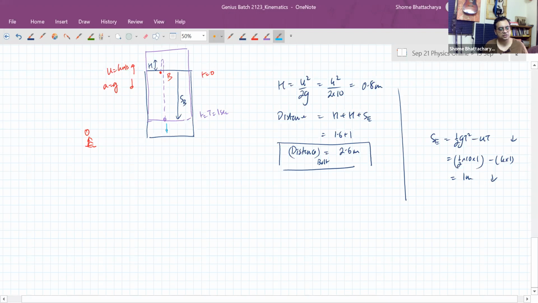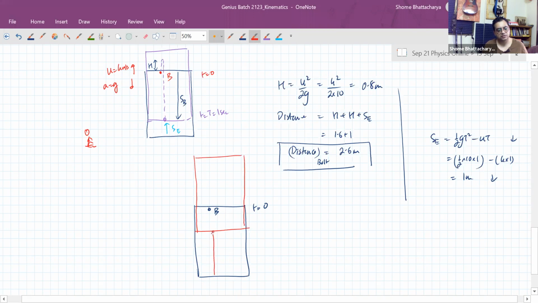So my diagram is not proportionately drawn. This SC should be more, this SP should be less. Okay. So the actual thing is more like this. This is the situation at t equal to 0. Then by the time the bolt hits the floor, it's the floor that has done a displacement of 5 meters. So this is the displacement of the bolt.